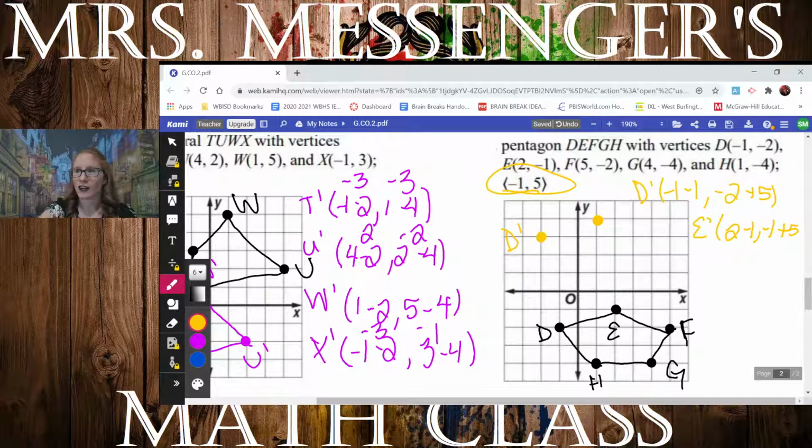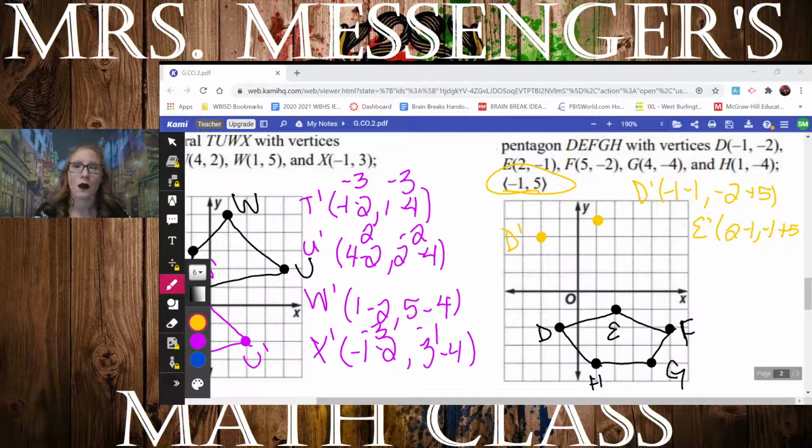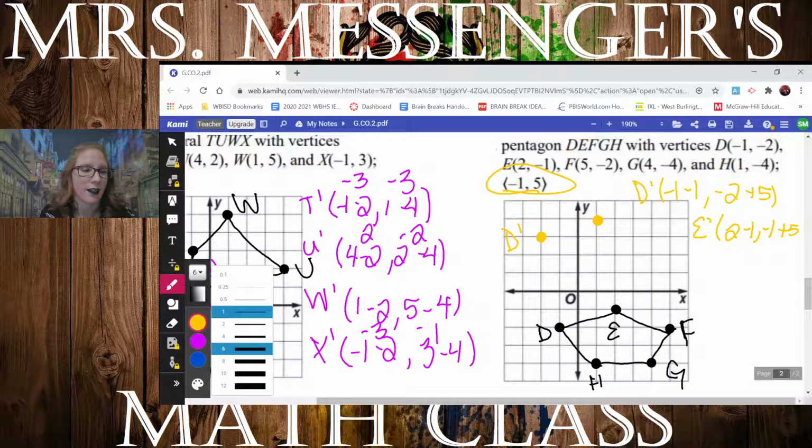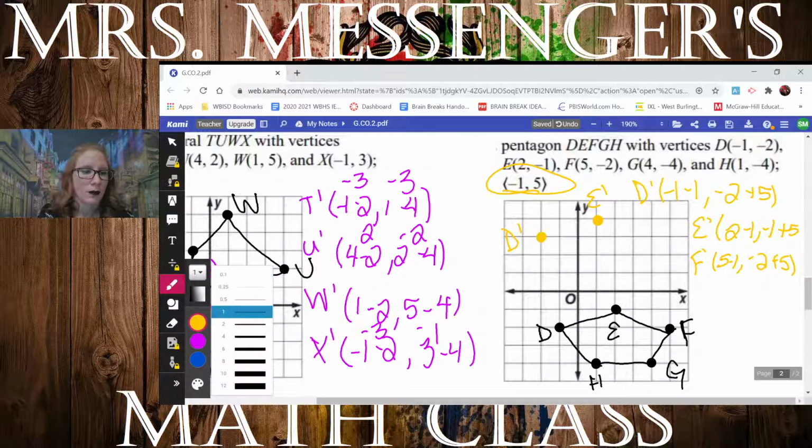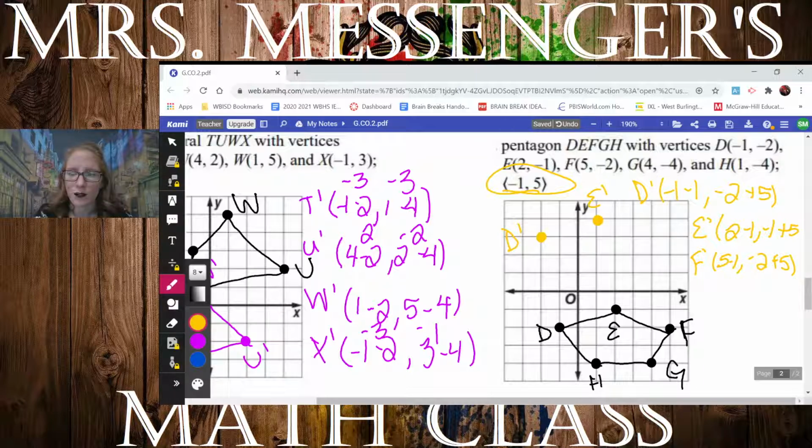Uh-oh, I need to go get the charger. Hold on a moment. Whew, okay, now that my computer's not about to die. So we just were in the process of plotting point E prime. And then let's go ahead and do F prime. So that is at 5 minus 1 and negative 2 plus 5. So that gives us 4, 3. Oops, got a little bit big with my point there. Oh well. Which is F prime.